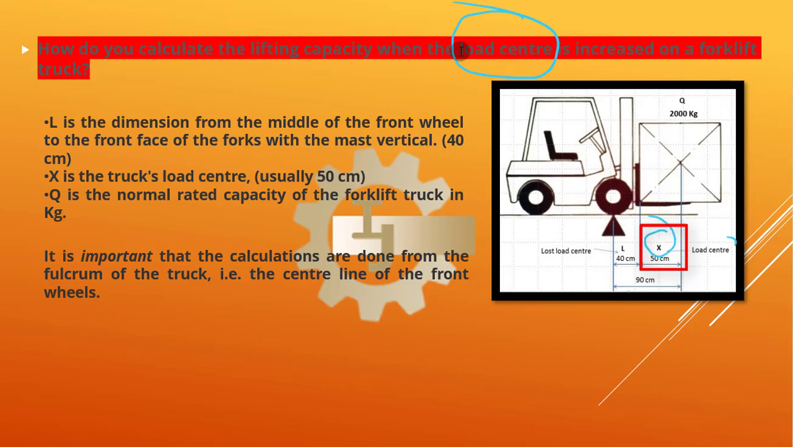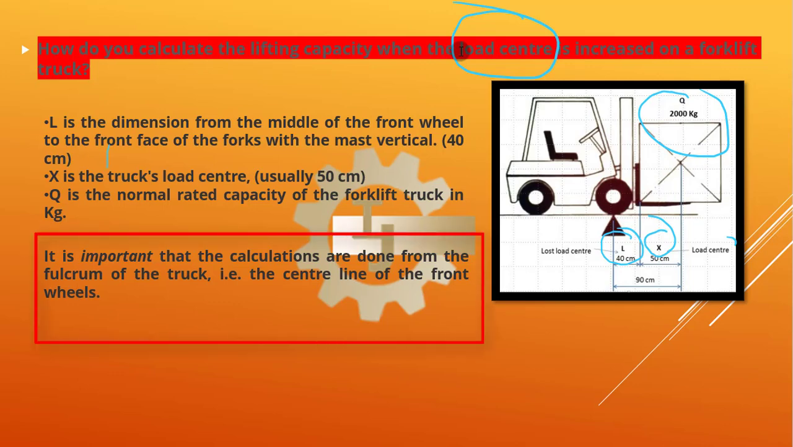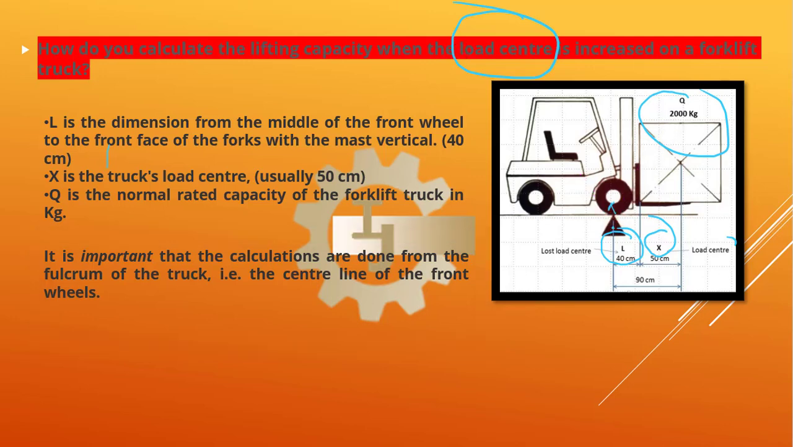Now, from this figure, let's see what the dimensions are. Here, L is the dimension from the middle of the front wheel to the front face of the forks with the mast vertical, that is 40 centimeter. And X is the truck's load center, which I've already told you, and its value is 50 centimeter. And Q is the normal rated capacity of the forklift truck in kg. It is important that the calculations are done from the fulcrum of the truck, that is the center line of the front wheel. Now, what is the true capacity of the forklift truck?